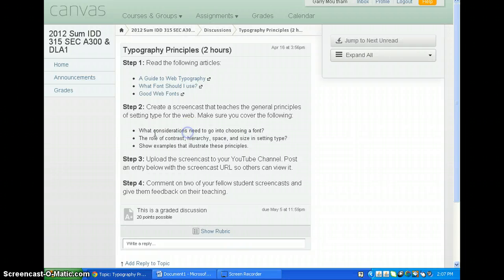Okay, to start off, I will be answering this first question. What considerations do I need to go into choosing a font? There are actually many steps that need to be done and paid attention to. According to the first website that I was looking at, while we choose the font for our web page, it is important to understand the topic of the page. I mean the website that we will be talking about.